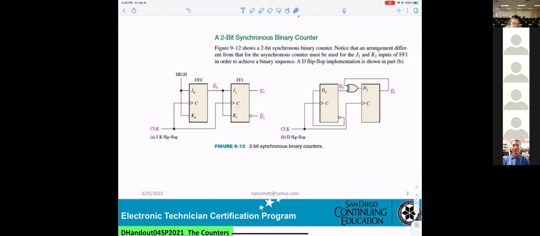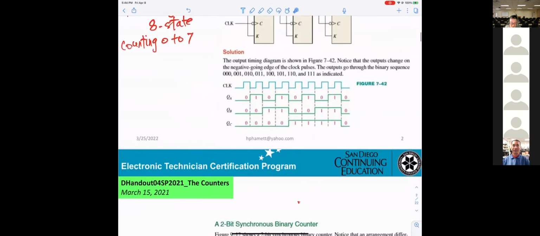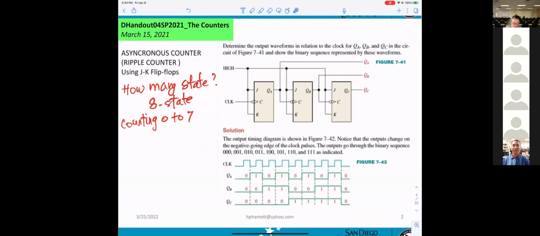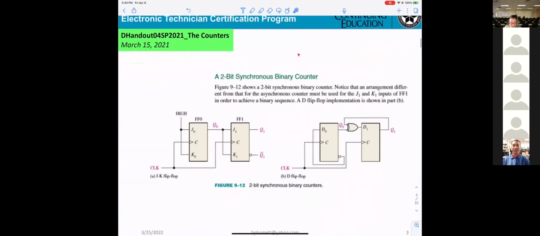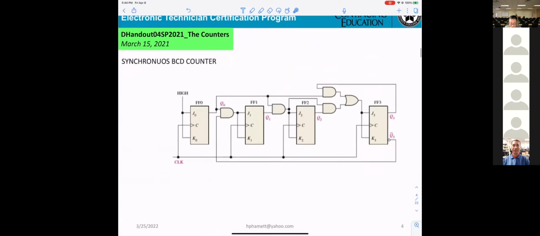Why? The reason is the clock is going to all 8 flip-flops at the same time, so the output will be changing right away. However, in a ripple counter, the first has to change in order for the second to change. It takes longer. But a ripple counter is easier to design than a synchronous counter.